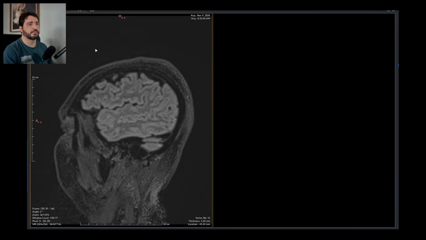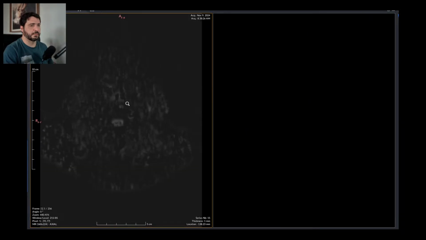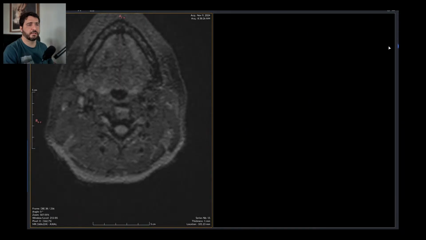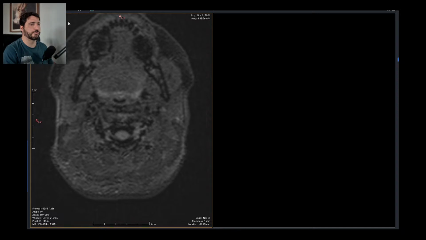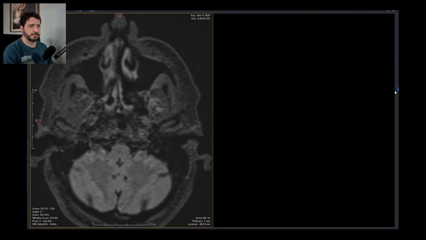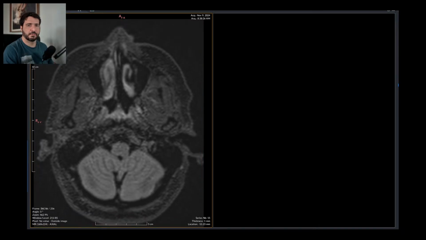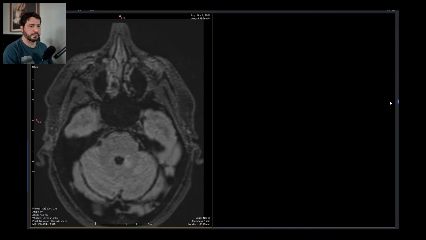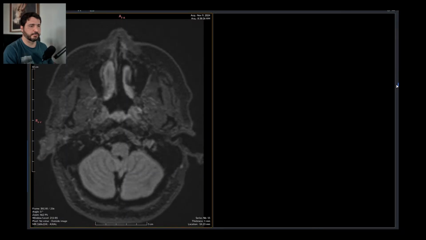It's usually the only sequence we need to evaluate besides diffusion and post-contrast. But to localize new lesions, volumetric FLAIR is the most important sequence for sure.